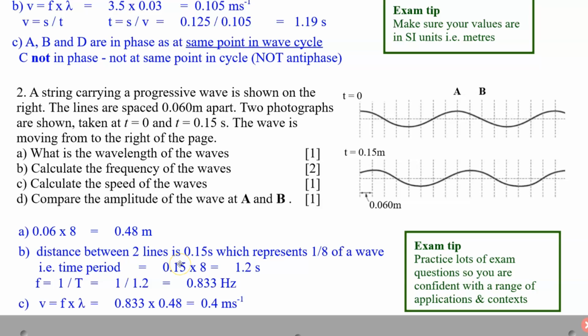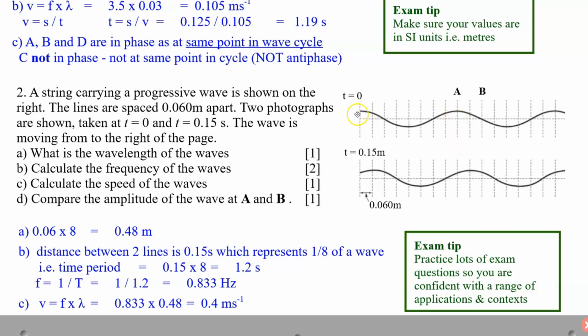Part D, compare the amplitude of the wave at A and B. A really common mistake here would be to say that A is maximum and B is 0. But we have to understand the definition of amplitude. So amplitude is the maximum displacement from the fixed position.